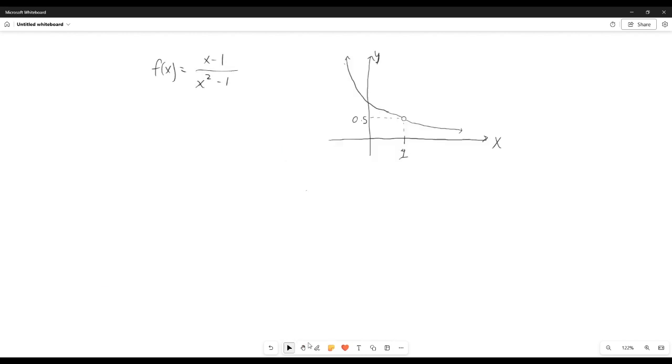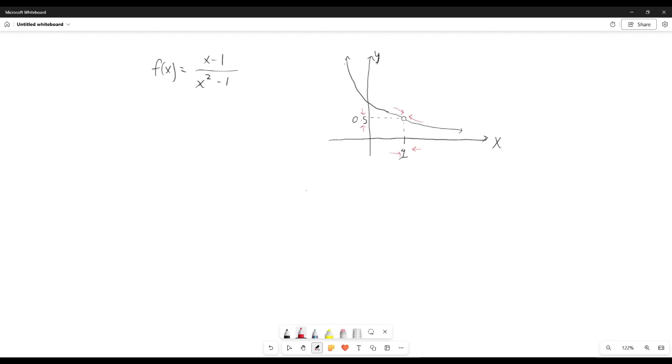Now, let us take a look at a graphical representation of a limit. Here we have the function f of x equals x minus 1 over x squared minus 1. On the right is a graph of the function. Notice that there is a hole in the graph at point 1, 1/2. That is because the function is undefined at x equals 1. This means that as x approaches 1 from both sides, the function approaches 1/2.